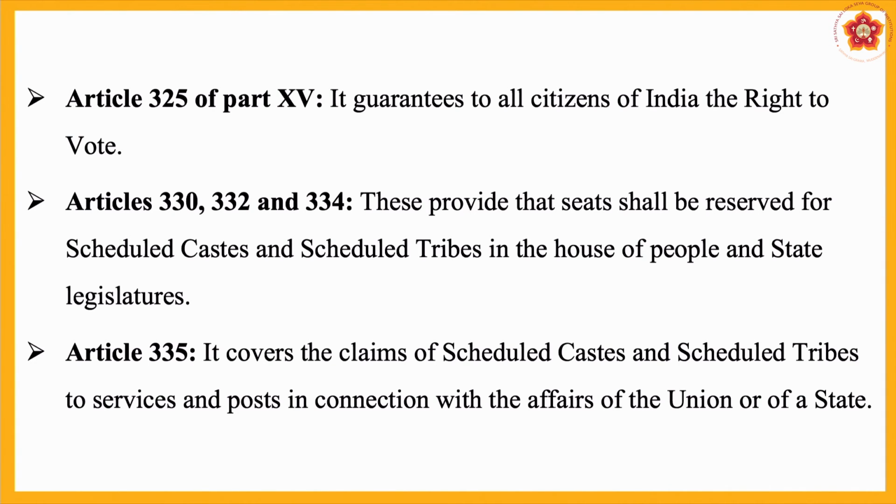So, the next article is article 335. It covers the claims of scheduled caste and scheduled tribes to services and posts in connection with the affairs of union or of a state. So, any services in the union or in the state, these people will be given preference. Who? Scheduled caste and scheduled tribes. They will have a reservation for the posts connected to these particular states or affairs of these union or a state.